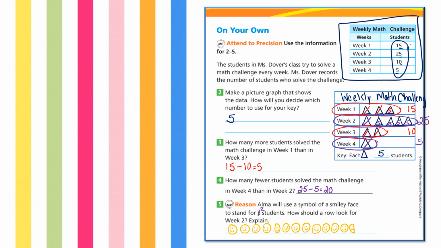And the reason I changed the number, boys and girls, is because in this problem, it already gave you the quantity of five. So hers would just look like smiley faces instead of triangles. Okay. And I wanted us to try something different. I wanted us to try one that had a half.